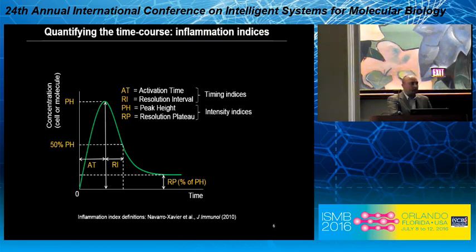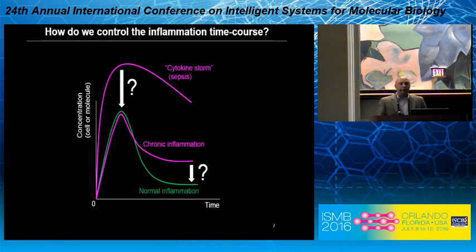And this brief discussion about time courses brings us to the main question of my presentation. How can we control the inflammation time course? How can we modulate these inflammation indices in a desirable way, and can we do it in a selective way so that we control some of them but not others? And most importantly, how can we shift the time course for pathological inflammation toward the time course for normal inflammation? So once again, just to emphasize, these white arrows in the slide, this is what we want. So how do we achieve it?